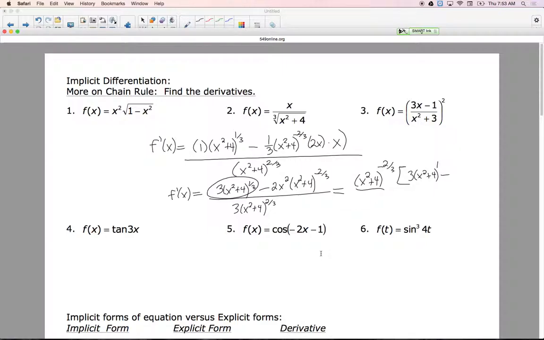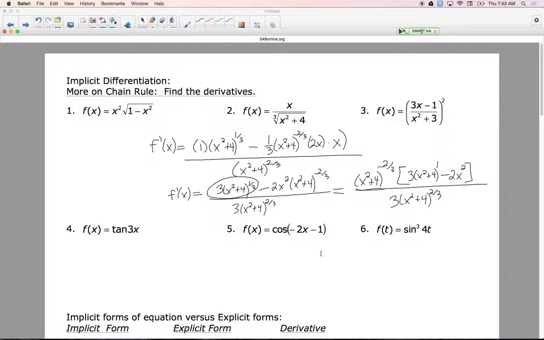Minus what? 2x. Good. I'm almost convinced it's the exact same problem. All over 3 times x squared plus 4 to the what? Square the bottom. Don't forget to square the bottom. It's 4/3? I did? Yeah, I already squared it. I did square the bottom, so don't do it twice. X squared plus 4 to the 2/3. It was 1/3, so I squared it, and it became 2/3.